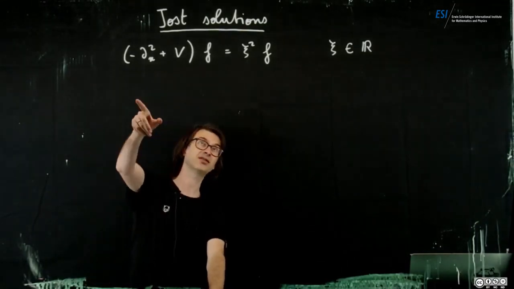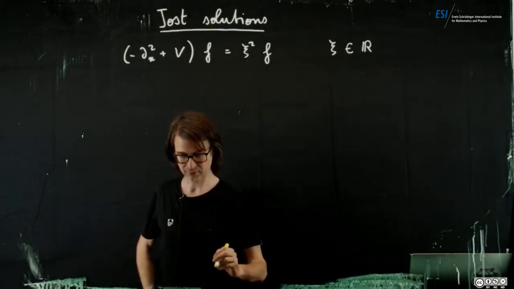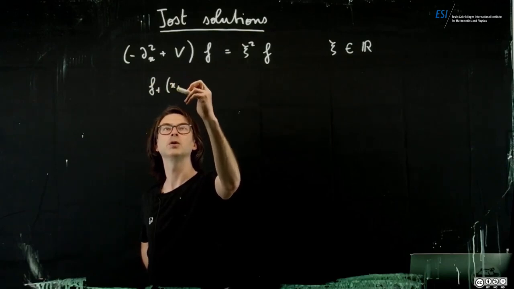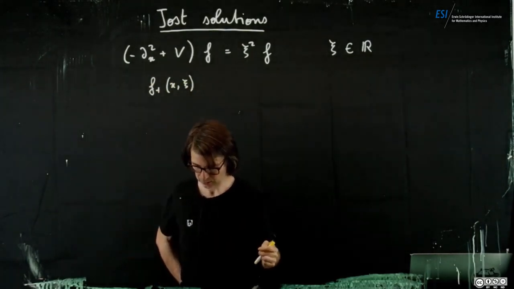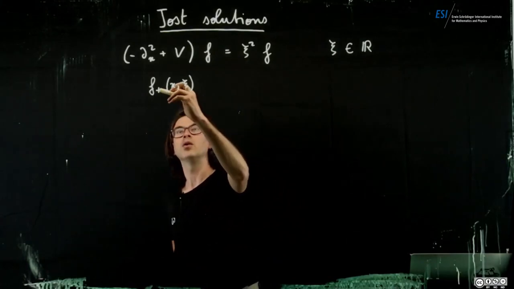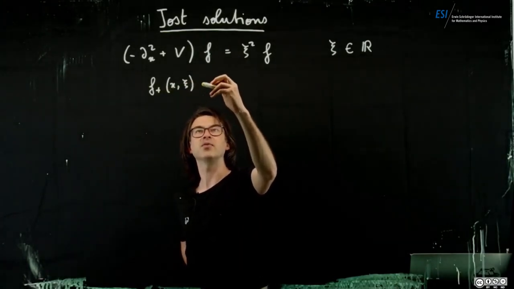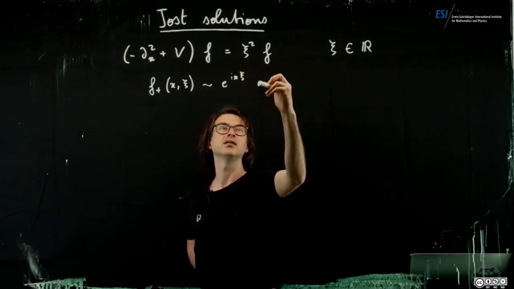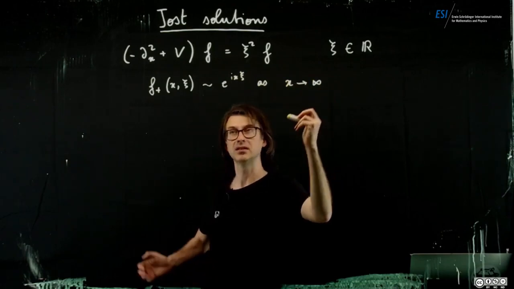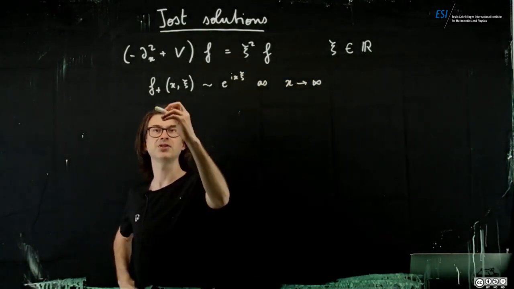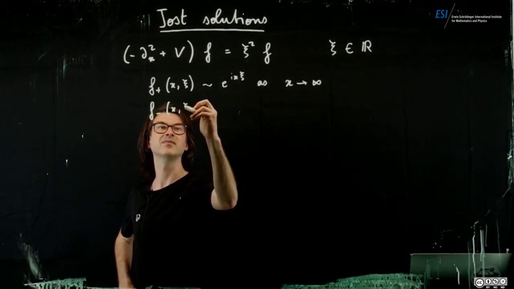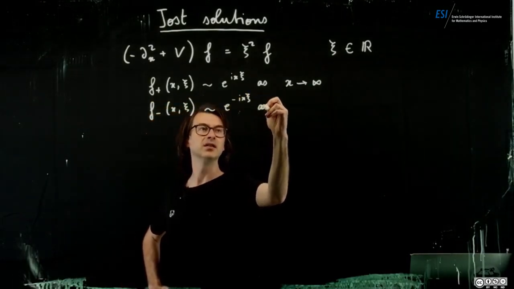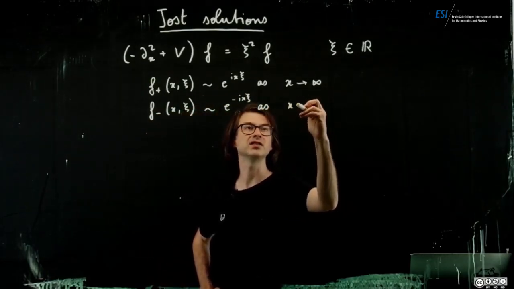So the Jost solutions solve this equation, and they have the following boundary conditions. There is one which is called f plus, which is such that f plus of x, xi is equivalent to e^{ixξ} as x goes to infinity. And there is one which is called f minus, which is equivalent to e^{-ixξ} as x goes to minus infinity.